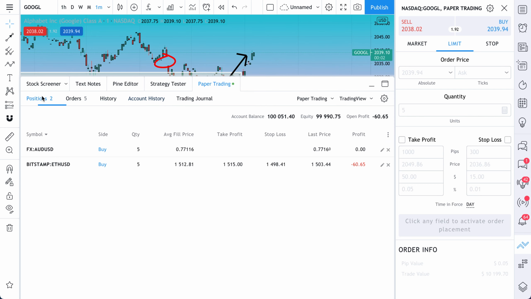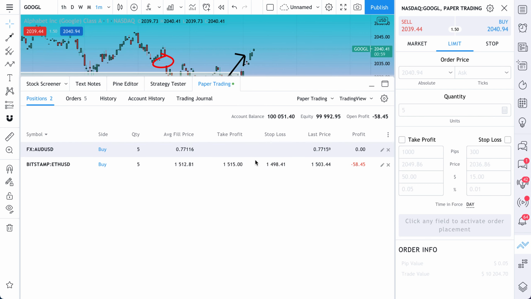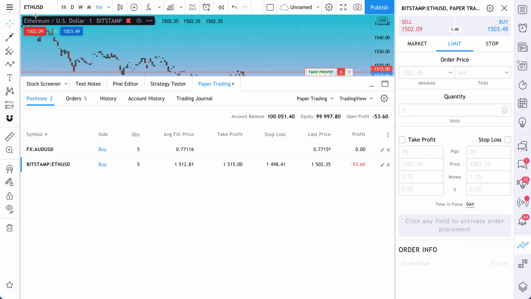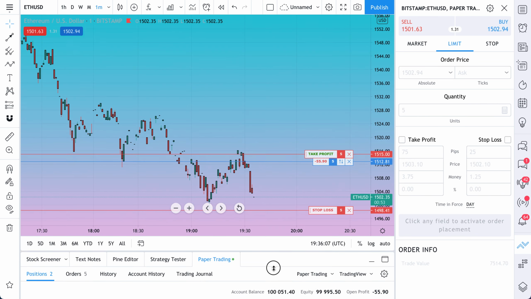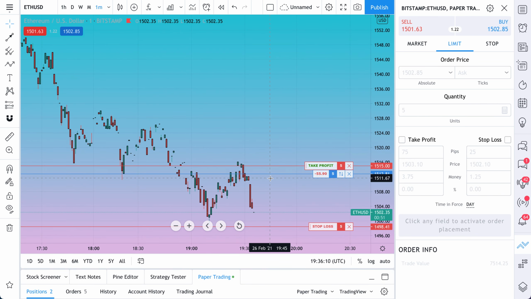Let's go back to our positions. We are really not having a good trade here on this Ethereum trade. And let's click the symbol to open the chart. Now let's take this down. How are we doing? This trade is not looking too good. And we'll just let this sit a little bit longer.